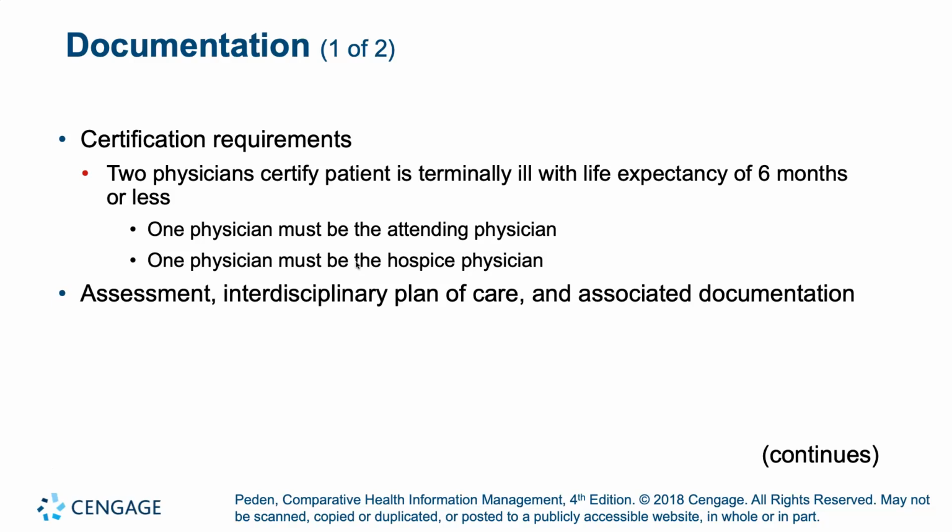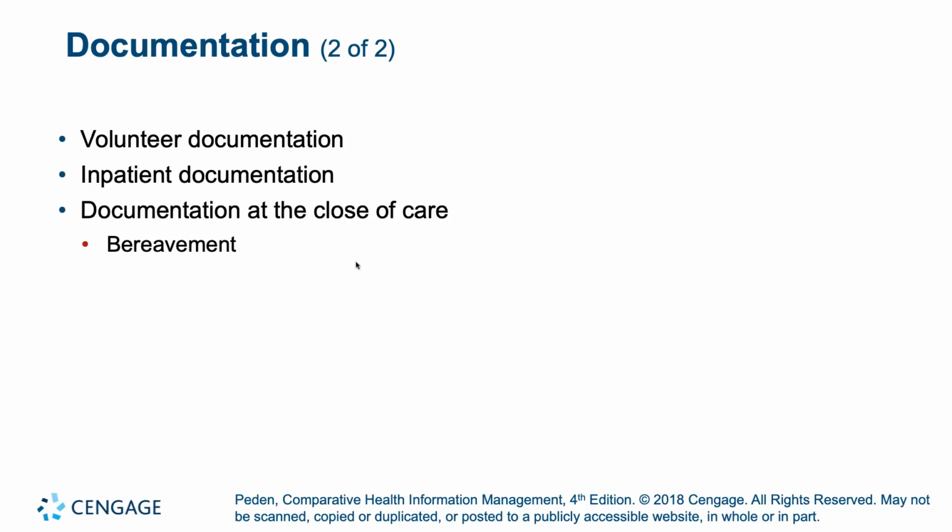And then assessment, interdisciplinary plan of care, and associated documentation, that's all required. Volunteer documentation, you've got to keep track of those hours and what they're doing, so you can prove that 5%. And then if there's any inpatient care, that documentation. And then you need to make sure that you get all of the documentation at the close of care, and if there's any care or services provided to the family after the person has passed away, it's called bereavement, and you need all of that bereavement documentation for your record before you close it.